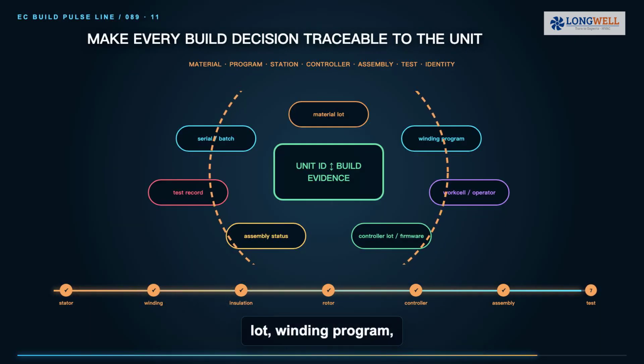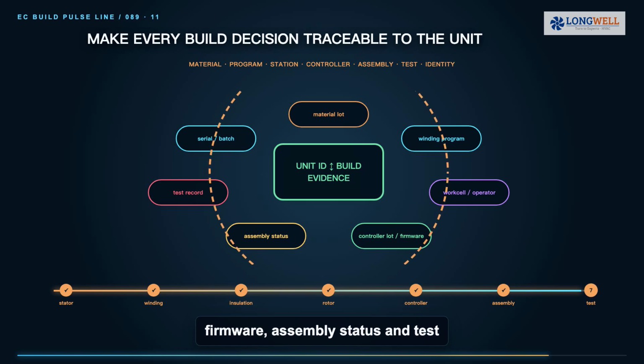Manufacturing evidence connects material lot, winding program, process station, controller lot or firmware, assembly status and test result to a serial or batch. Engineering can then investigate variation without guessing which version, process or result belongs to the unit.